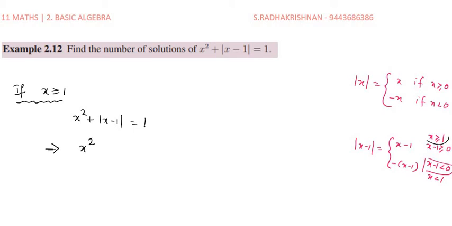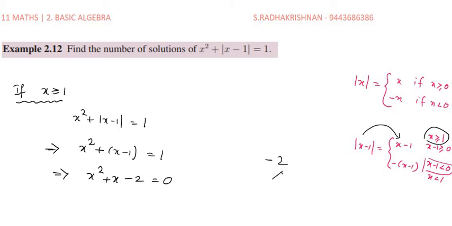When x is greater than 1, what is modulus of x minus 1? That is x minus 1. Therefore, this I can write as x square plus x minus 1 equal to 1. That is x square plus x. Bring this 1 also to this side. Already we have minus 1. Minus 1 minus 1, that becomes minus 2. Now, solve this equation.